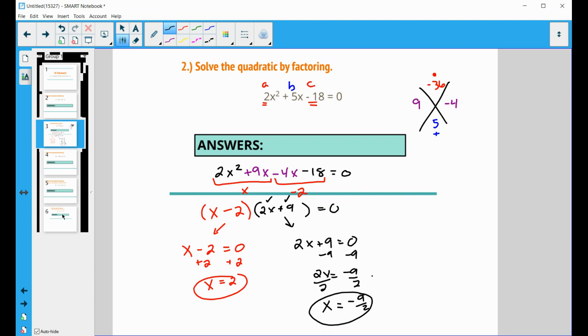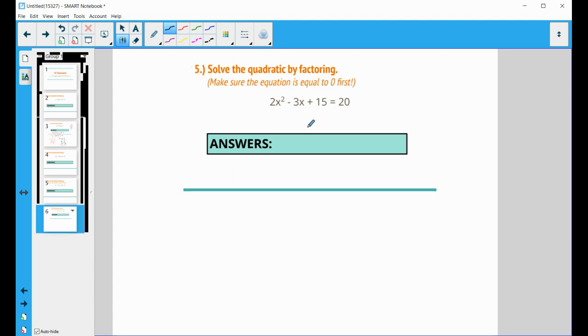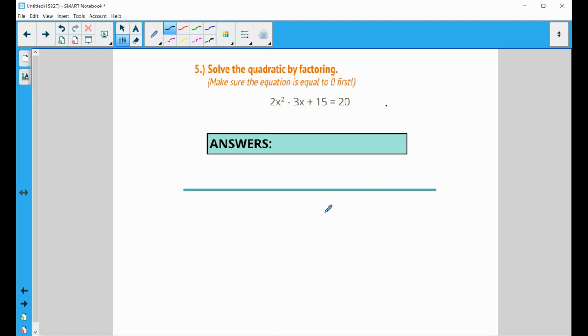Let's take a look at number 5. So in order to solve a quadratic, it must equal 0 first. So I'm going to subtract 20 from both sides first to give me 2x squared minus 3x minus 5 equals 0. Once it's in this format, equal to 0, I can set up my cross by multiplying a times c.